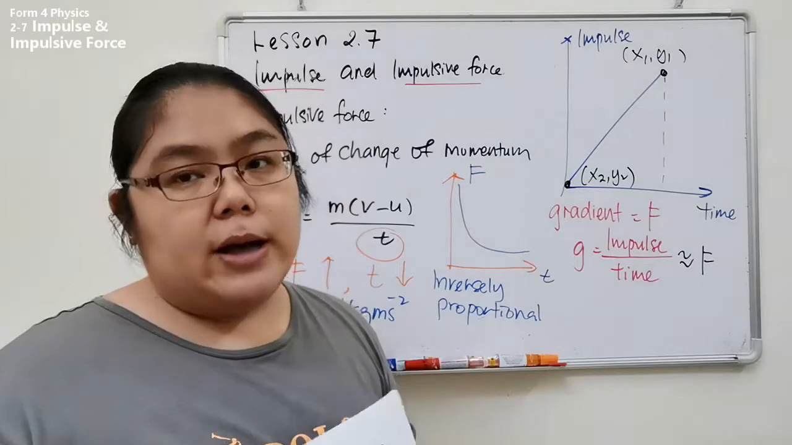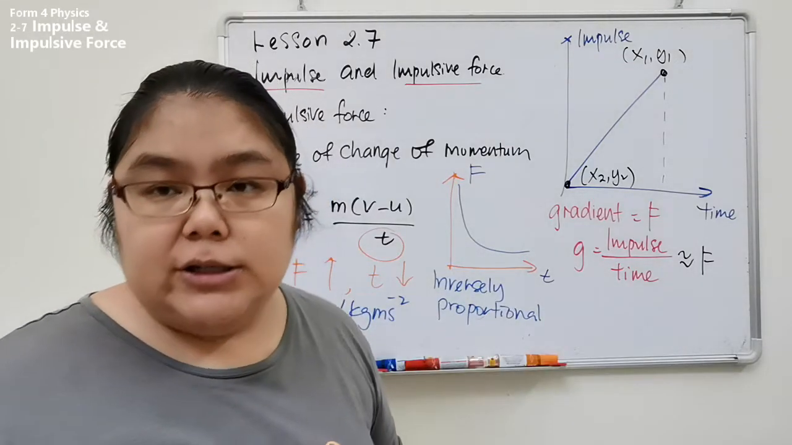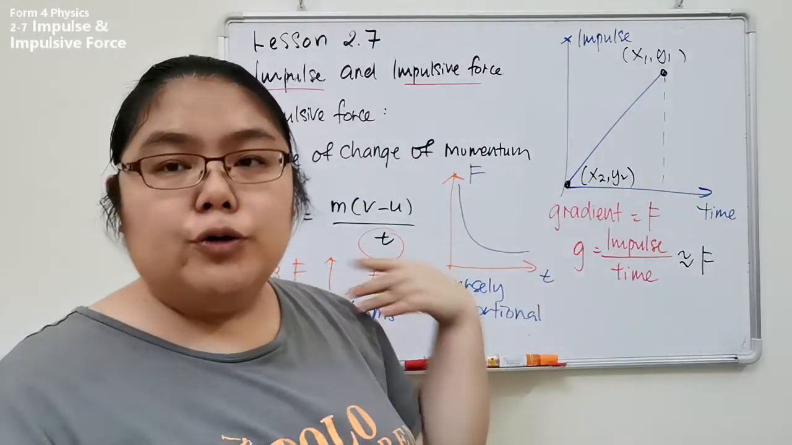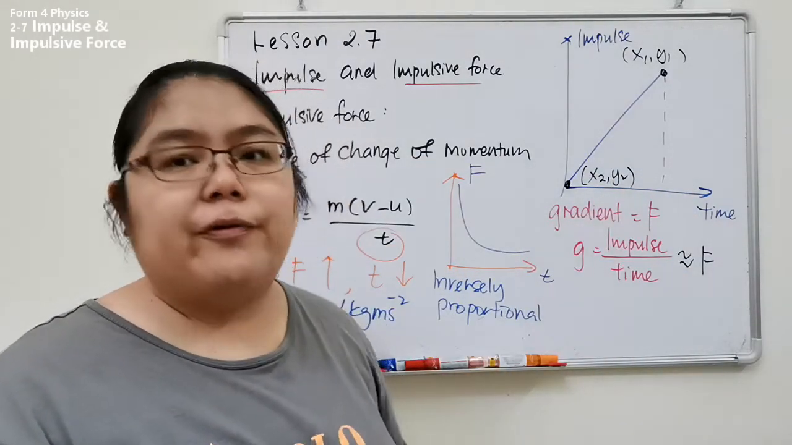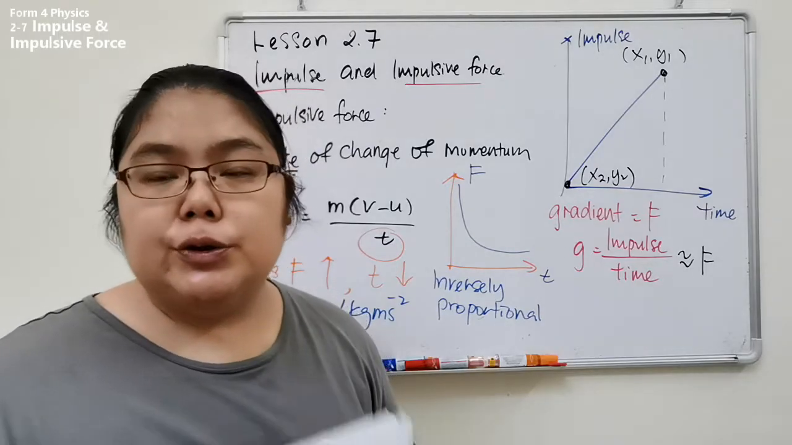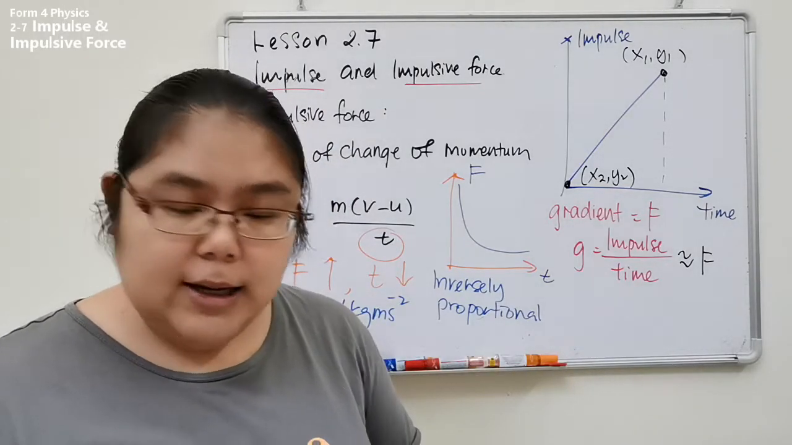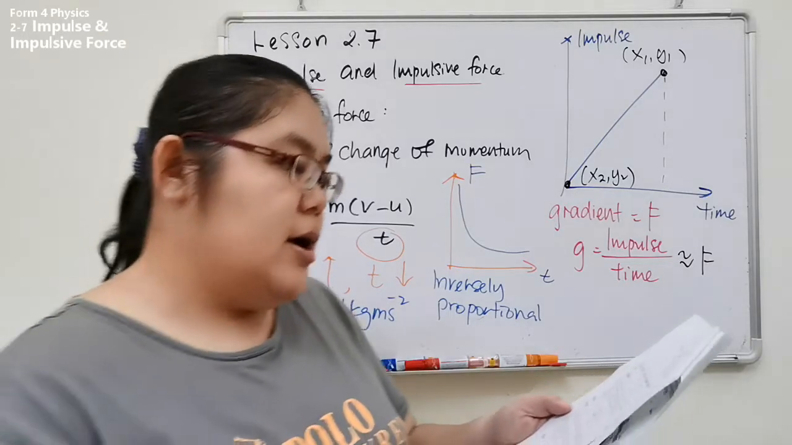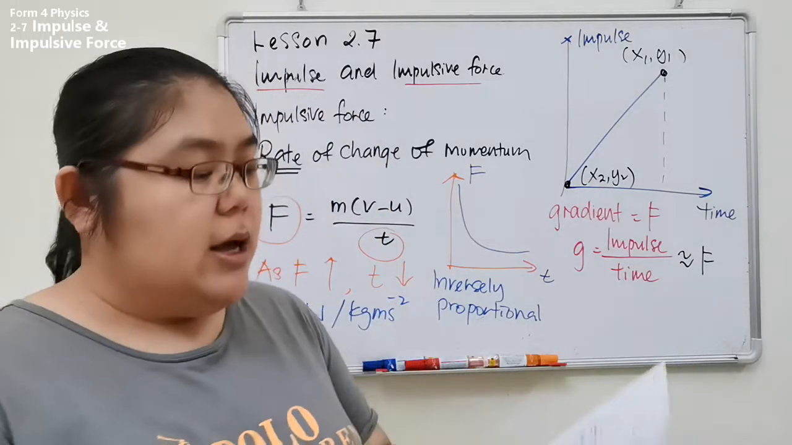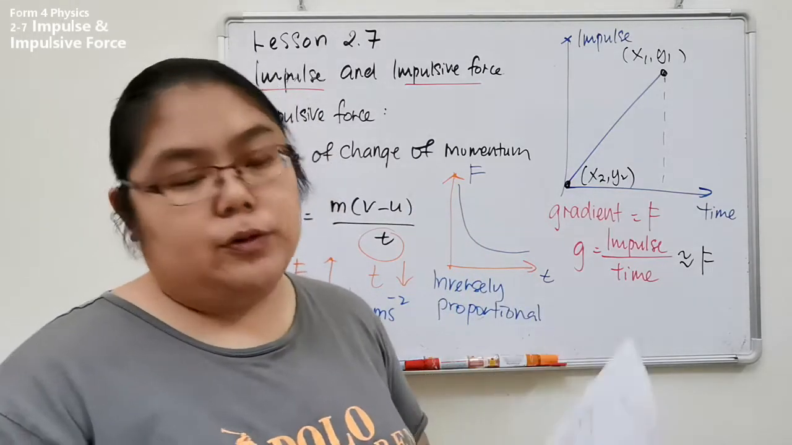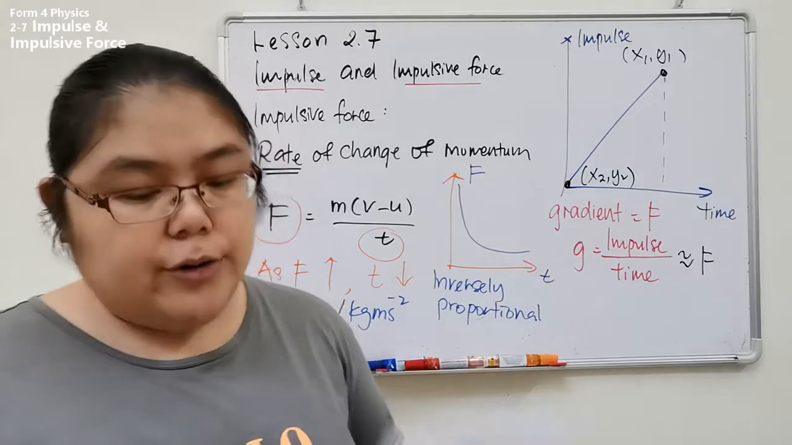Sometimes they will give you some information and you do the calculation. In some questions, they show you the graph, then ask you to find the impulsive force or the impulse. So make sure you know how to read the graph and find the answer. This is impulsive force. Then we have two example questions, 4 and 5. You can try to do them first.